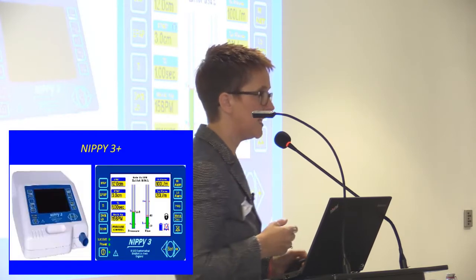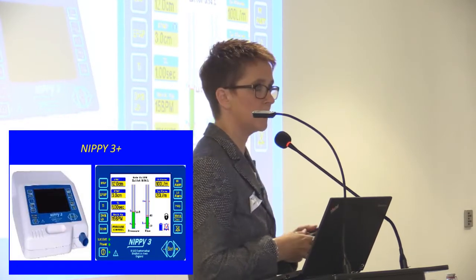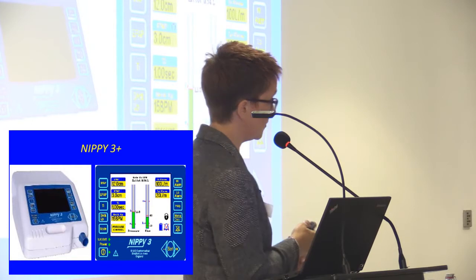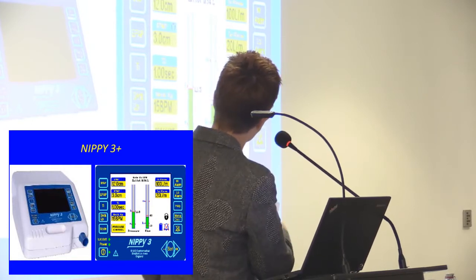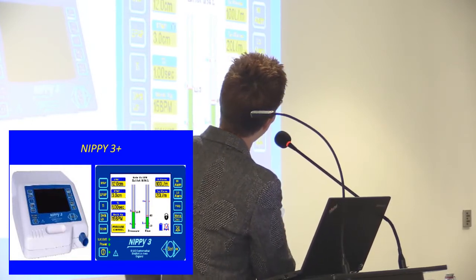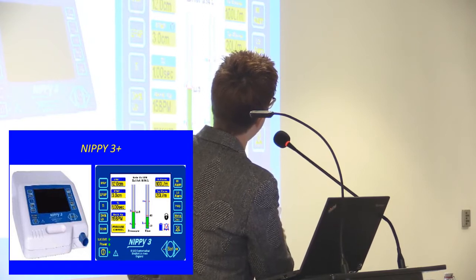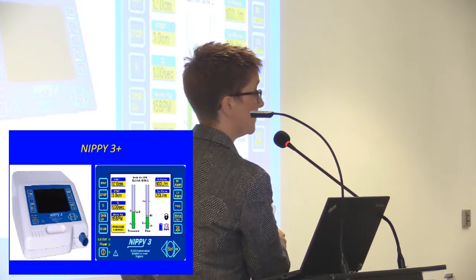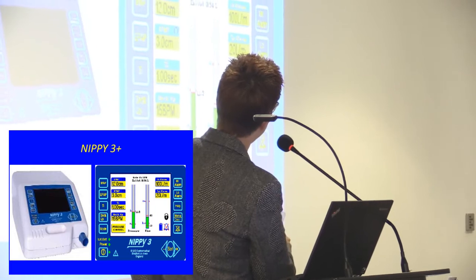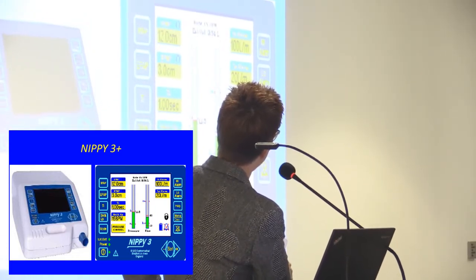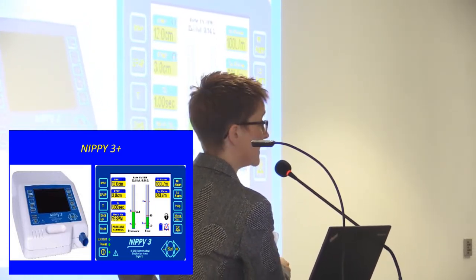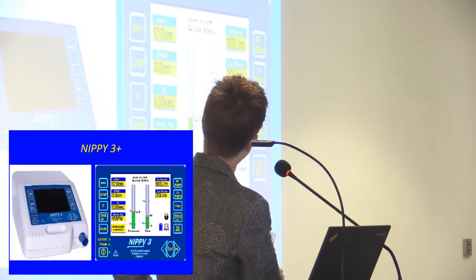So this is a NIPPY 3 here. Some of you know it, some of you maybe have never seen this before, but just to show you, this is a screen that you would see. This is the inspiratory phase that the patient's getting, so it's been set at 12 centimetres of water. Expiratory phase is at 3. So the difference between these two, which is 9, is the pressure support they're getting in total.